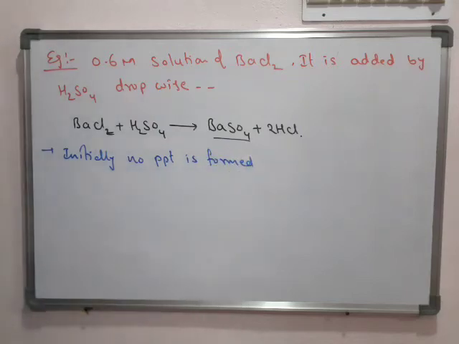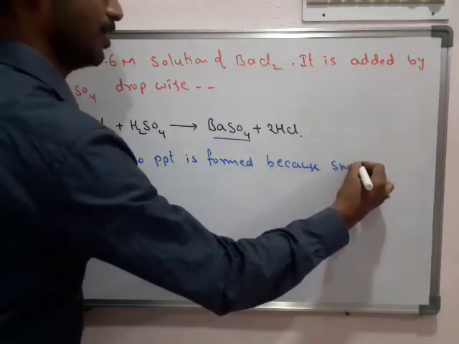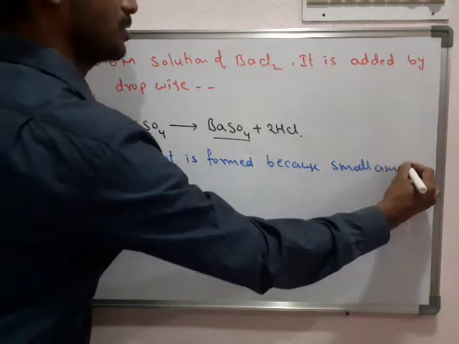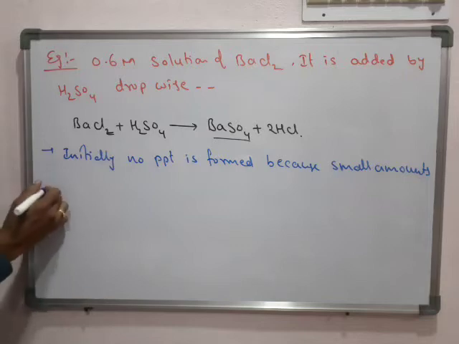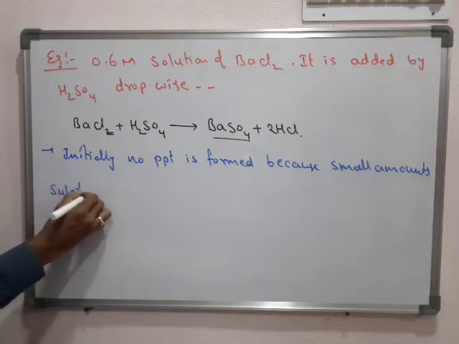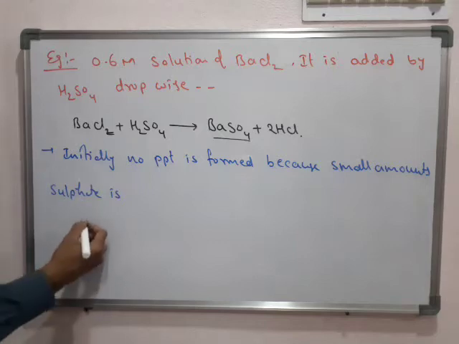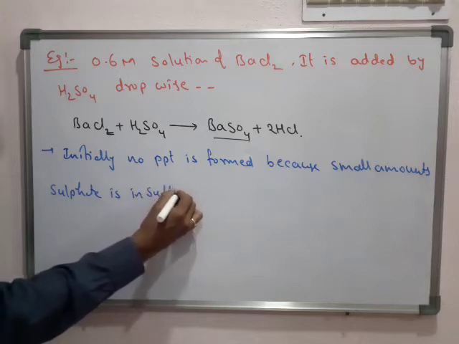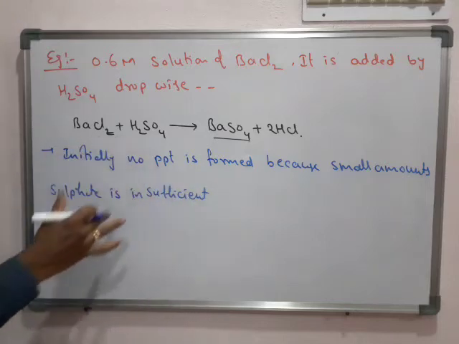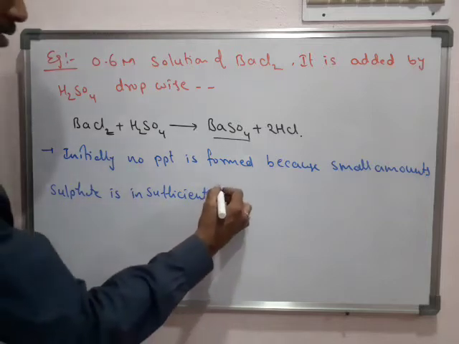It is mainly because small amounts, at first only a few amounts of barium sulfate is formed. The sulfate, here the barium sulfate, is insufficient. It is the main point in this example. It is totally insufficient to make the ionic product.